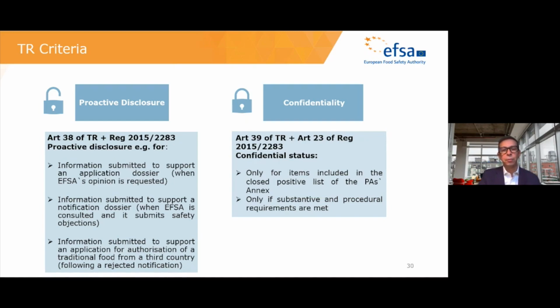Following the confidentiality decision making, EFSA then will take a decision, taking a final position on the confidentiality request submitted by the applicant. It should be highlighted that confidentiality requests may be submitted successfully only on the items that appear on the closed positive list that you will find in Article 23 of the Novel Food Regulation, and also in the annex to EFSA's practical arrangements concerning transparency and confidentiality. It's also very important to highlight that confidentiality requests may be validly submitted only when substantive and procedural requirements as set out in the practical arrangements by EFSA are met.